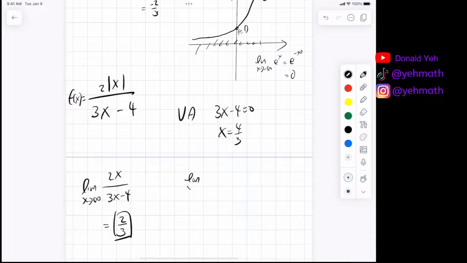Now, if I say the limit as x approaches negative infinity, that also doesn't mean 2x. It's actually negative 2x over 3x minus 4 because I approach negative infinity. So therefore, it's going to be negative 2 over 3 there. So absolute value and radical usually have 2 horizontal asymptotes, and they are usually positive and negative of each other.